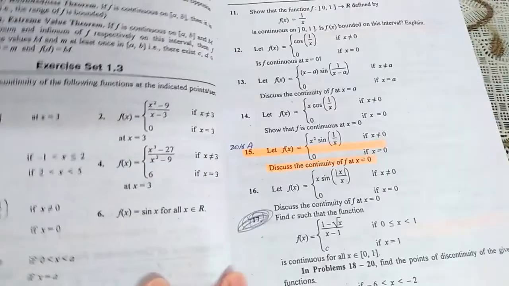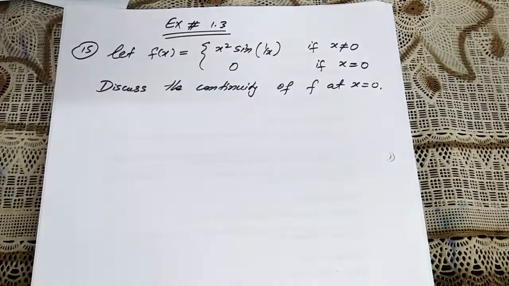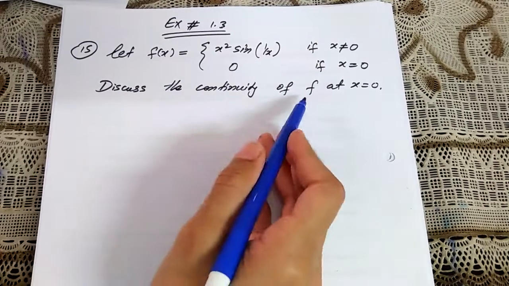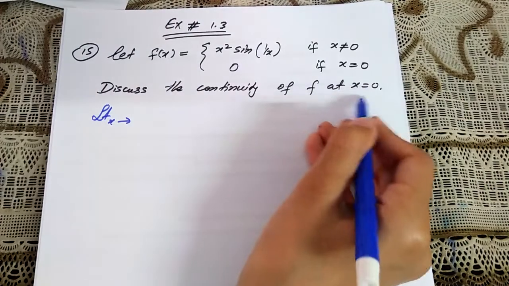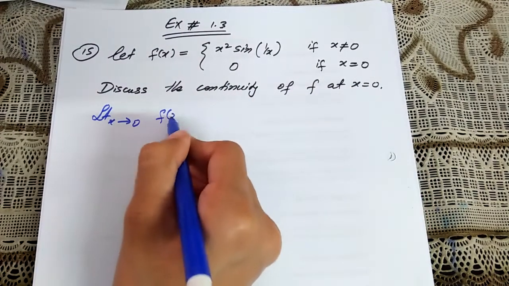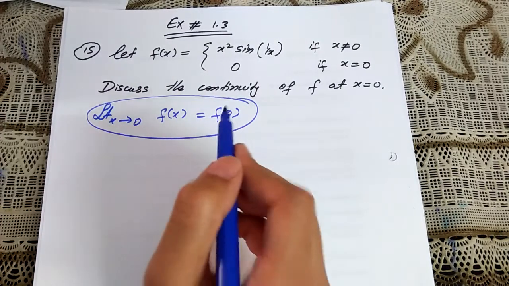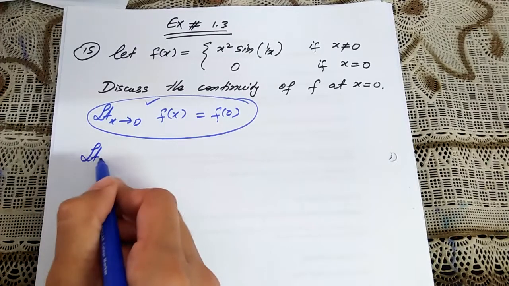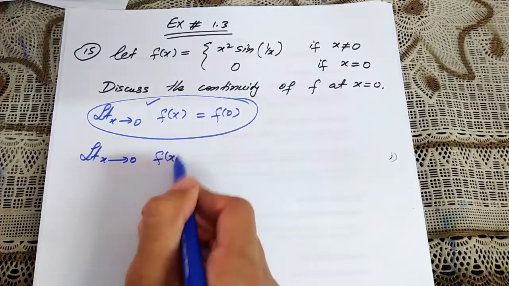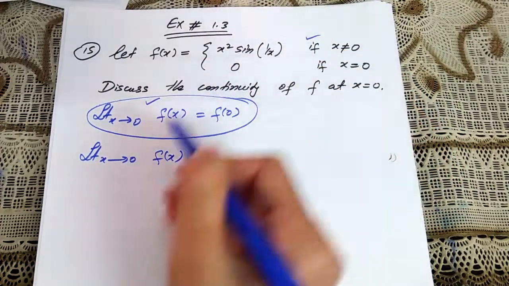Now come to exercise 1.3 and we need to do question number 15. For the continuity of a function, what is the definition? That the limit as x approaches 0 of f of x must be equal to f of 0. If this condition holds, then we can say our given function is continuous. So first of all, we need to calculate the limit as x approaches 0 of f of x. x is approaching 0, not exactly equal to 0. So that means we need to consider this function.